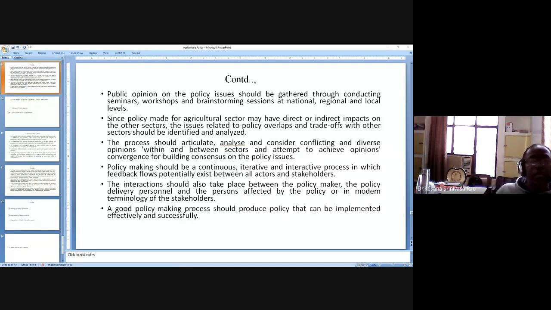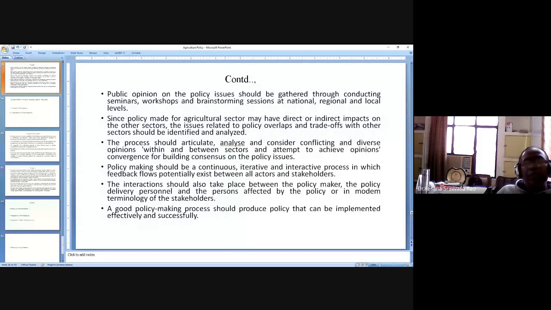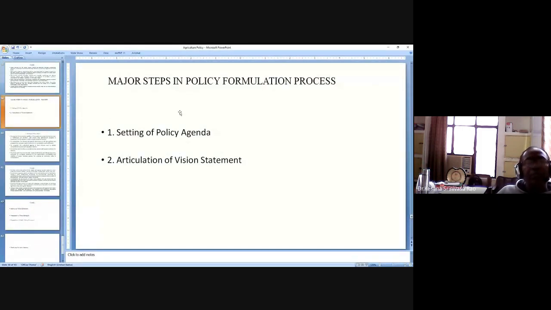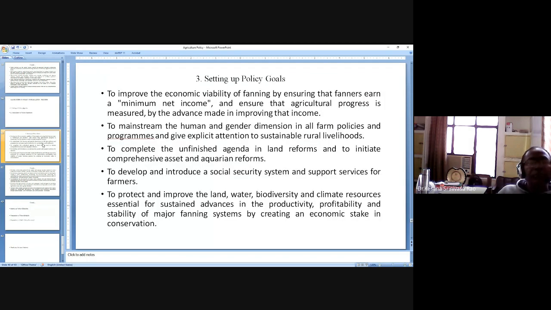These are the main good characteristics which we can say. Yes. Next slide. Major steps in policy formulation. These we have already discussed. Setting of policy agenda, articulation of vision statement. Next, setting up of policy goals. These are all which we have already discussed, and you can also go through them. Next.